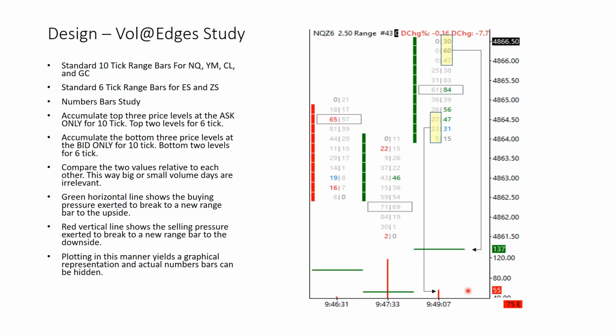And so you'll see once you get a bunch of these in a string, you can see what's happening behind you. You're basically pulling the cover off the range bar and looking at what's actually taking place behind the scenes of executed orders. So I think we had 10-tick, accumulate. Yeah, we compare the 2 values relative to each other. The other thing about that is that big or small volume days become irrelevant, because you're not saying I have to have 100 contracts, or 200, or 300, or 400. You're just comparing one against the other.